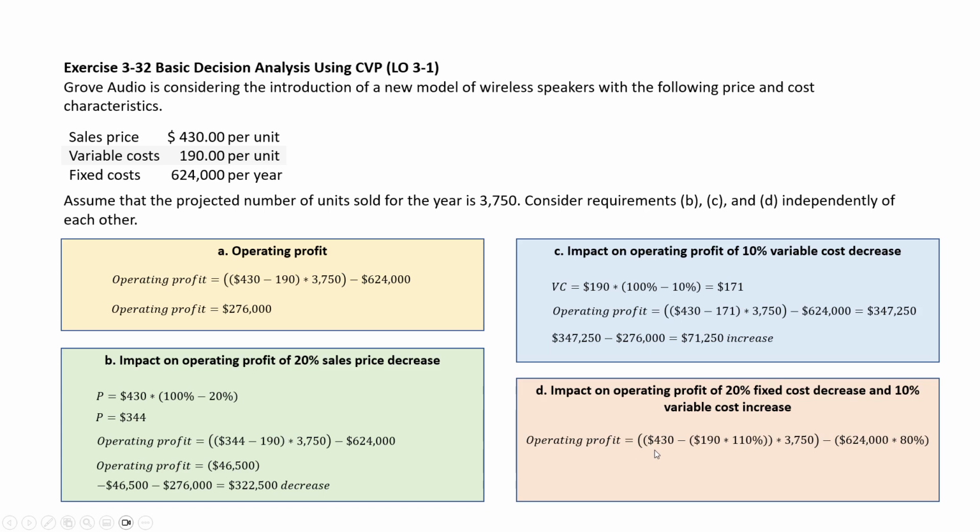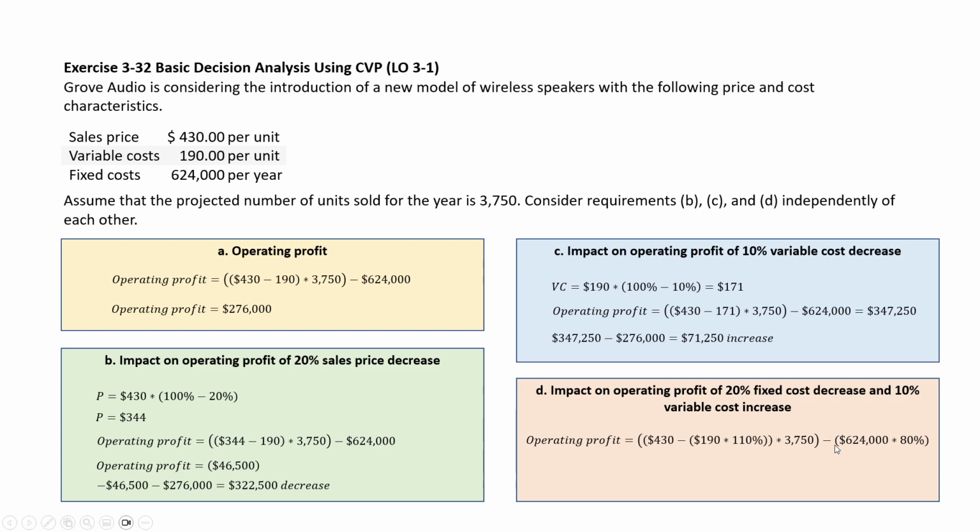Our operating profit, again, I'm going to focus on contribution margin per unit first. Our original selling price is staying the same at $430, but now I'm not subtracting a variable cost per unit of $190. We're actually increasing it by 10%, which is why I'm multiplying that times 110%. That would bump up our variable cost per unit to $209. That subtracted from our selling price of $430 would give us a new contribution margin dollars per unit of $221. That times 3,750 units gives us total contribution margin dollars.